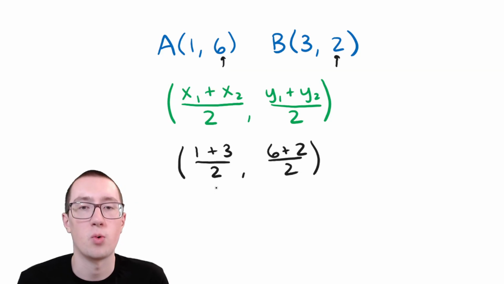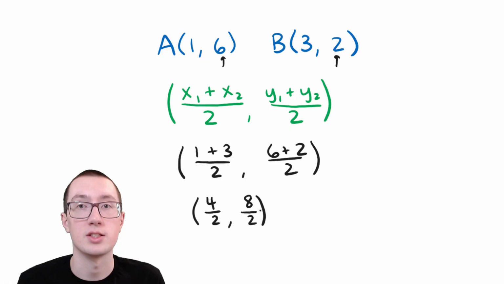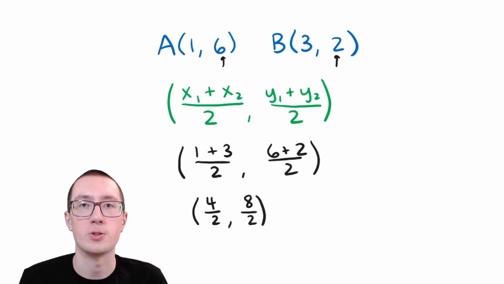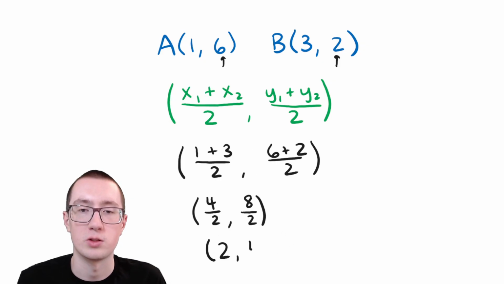And now we just simplify what we have. So 1 plus 3 is 4. And then 6 plus 2 is 8. Now these are actually fractions that we can simplify as well. So here we have 4 over 2. Remember that fractions are the same thing as division. So 4 divided by 2 is 2. And then 8 divided by 2 is 4. Which means that our midpoint here is (2, 4), and that's going to be our answer.